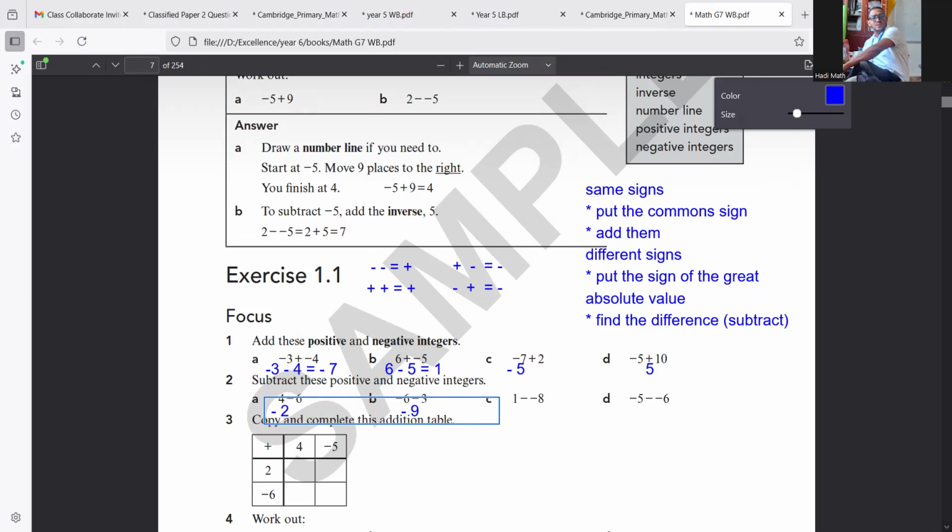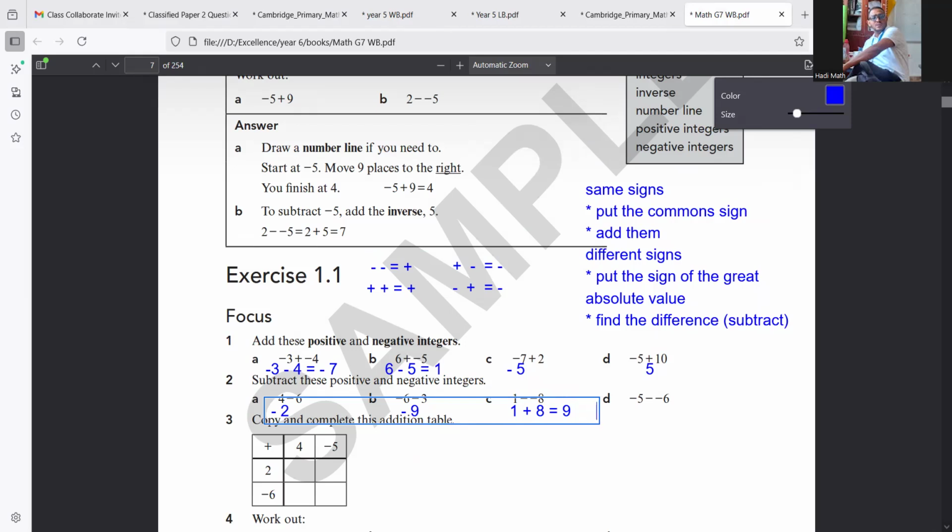Look at this one. You have 1 minus minus 8. Step number 1, those two minus signs, you change them to one sign. It's going to be 1 plus 8. And 1 plus 8 is equal to what? It is equal to 9. Then your answer should be 9.